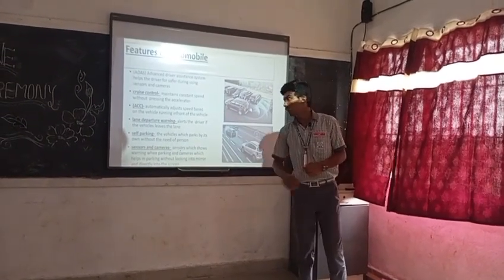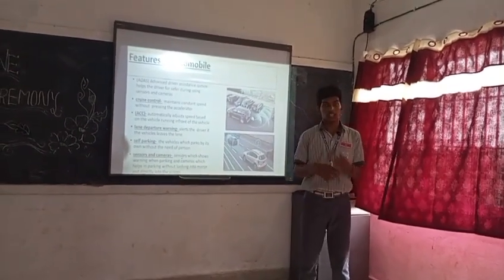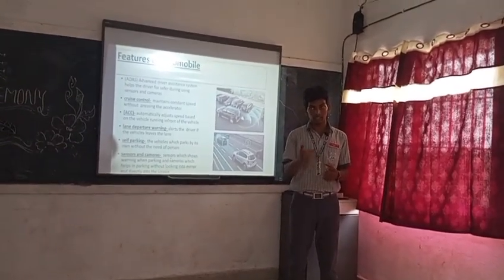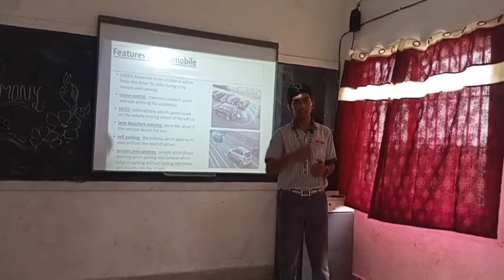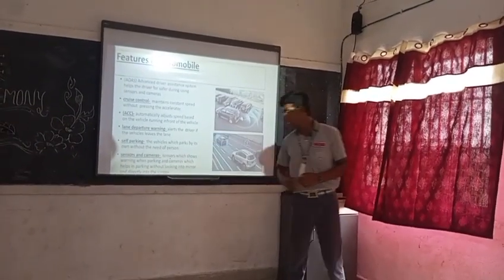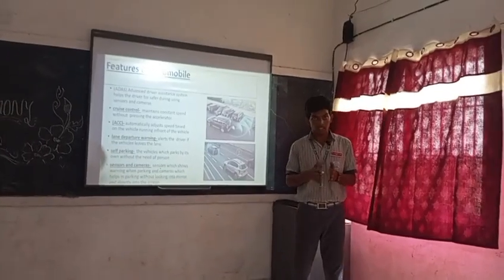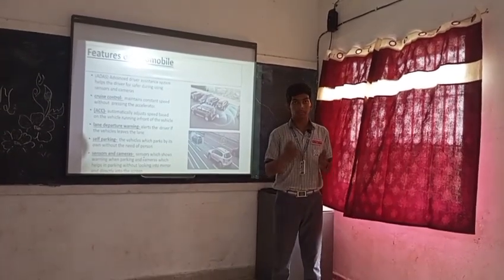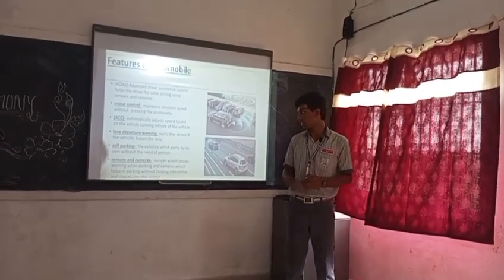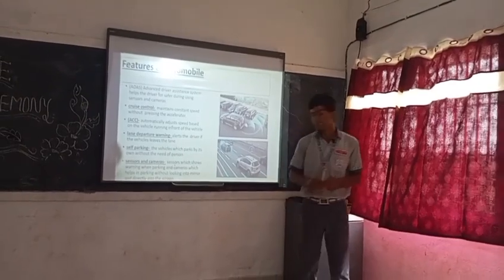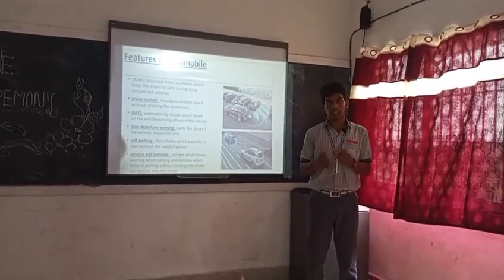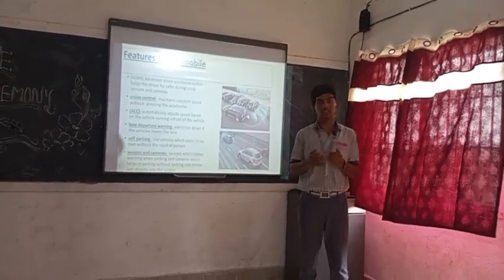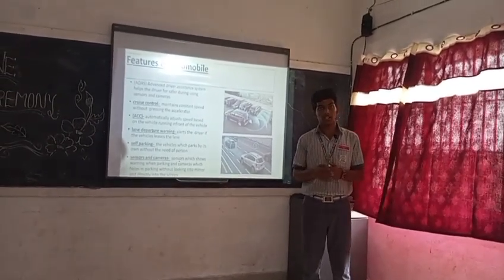And ACC, adaptive cruise control. When we press the button, the automobile automatically adjusts its speed to the neighboring vehicle. Next, lane departure, which alerts the driver when he crosses the lane. Next, self parking. The vehicle parks by itself without a driver. And sensors and cameras. Sensors show warnings and indications when we are parking wrongly, and cameras help us park safely without looking in the rear mirror.